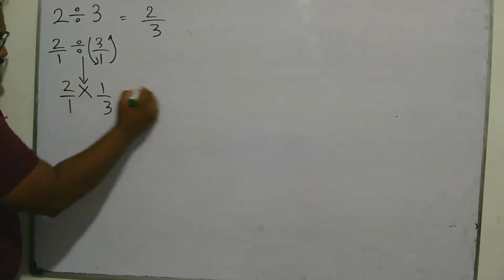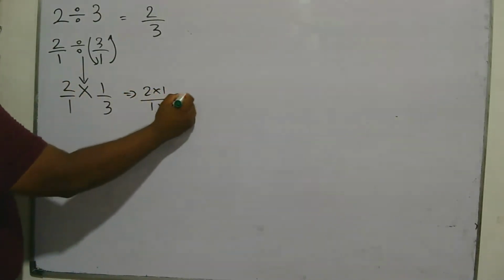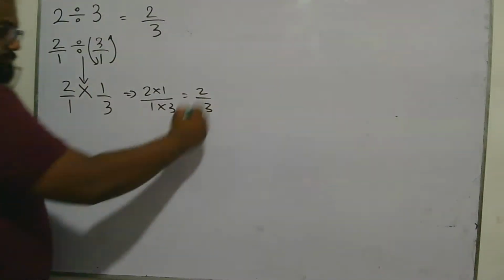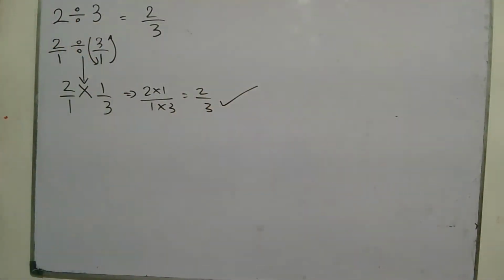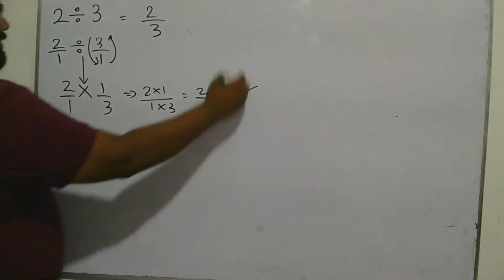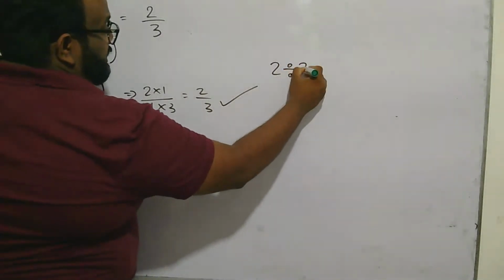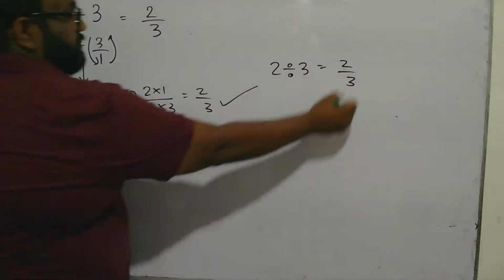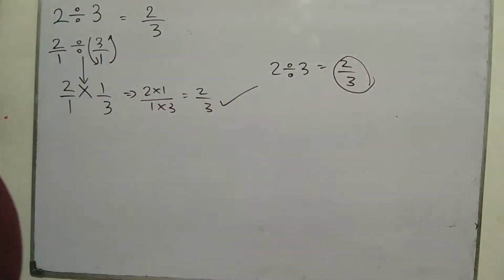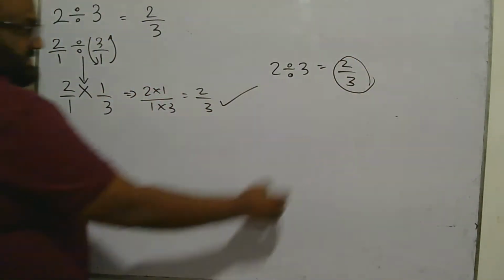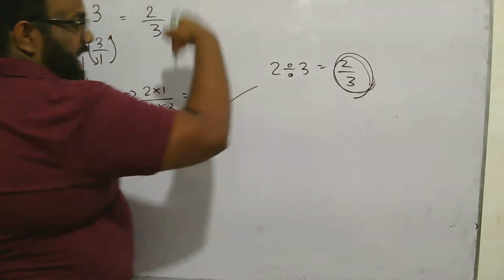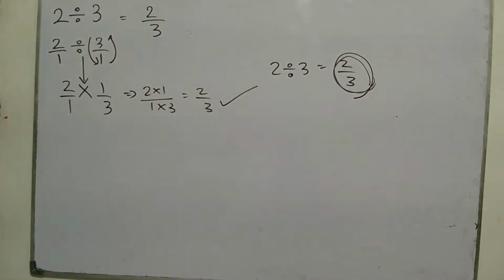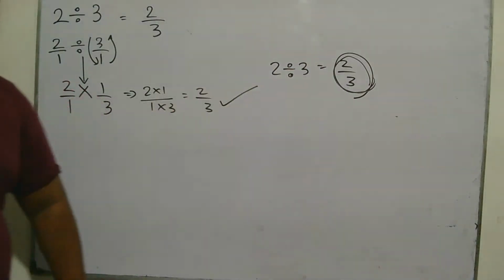Now we know that it is 2 into 1 over 1 into 3, which is 2 upon 3. Perfect. Be that as it may, is there any other particular way with which I can write this answer? Understand that 2 divided by 3 is 2 upon 3. But can I represent this 2 upon 3 in another different way? This same 2 upon 3, I want to represent it in another way, other than 2 being divided by 3.